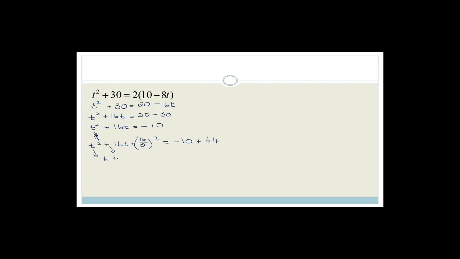This sign is a plus. The square root of this, I mean, this is just 16 divided by 2 is 8, all squared is equal to 54, right? Therefore, we can say t plus 8 is equal to plus minus the square root of 54. Therefore, we can say t is equal to minus 8 plus or minus the square root of 54. And to make sure you guys know how to do this, I'm just going to once more do this on the calculator just to make sure.